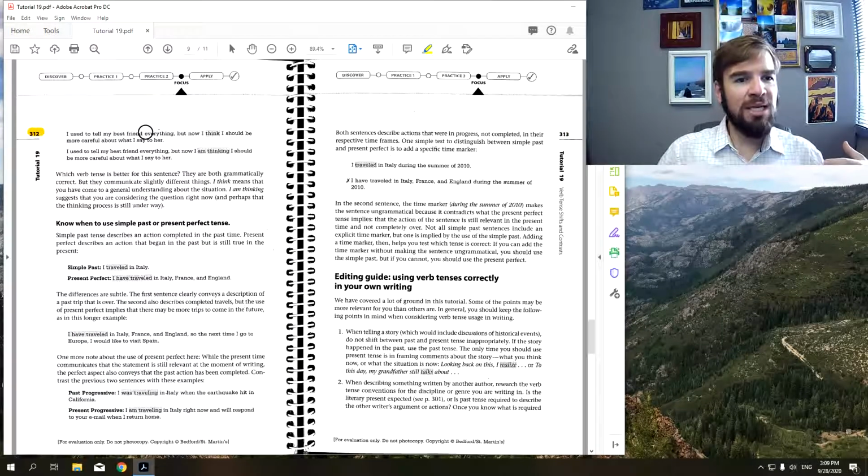I used to tell my best friend everything, but now I think I should be more careful about what I say to her. I used to tell my best friend everything, but now I'm thinking I should be more careful about what I say to her. Which verb tense is better for this sentence? They're both grammatically correct, but they communicate slightly different things.